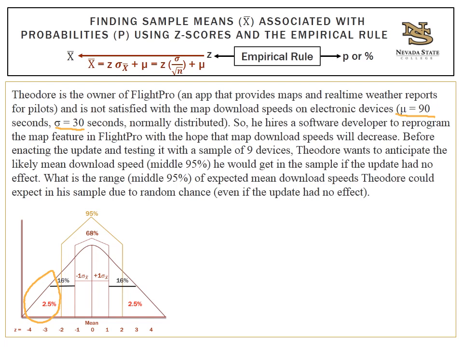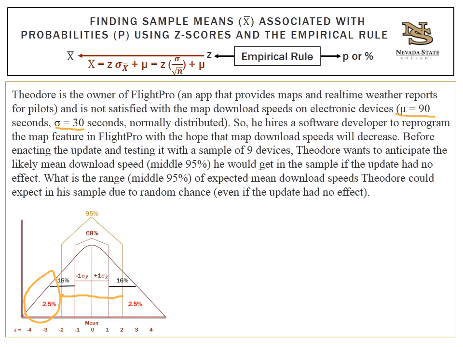Before enacting the update and testing it, he tests it with a sample of 9 devices. So he does the update on these 9 devices, and before he does it, he wants to anticipate the likely mean download speed, the middle 95%, that he would get in the sample if the update had no effect and results were just due to chance. So what is the range of expected mean download speeds that Theodore could expect in his sample due to random chance, even if the update had no effect?